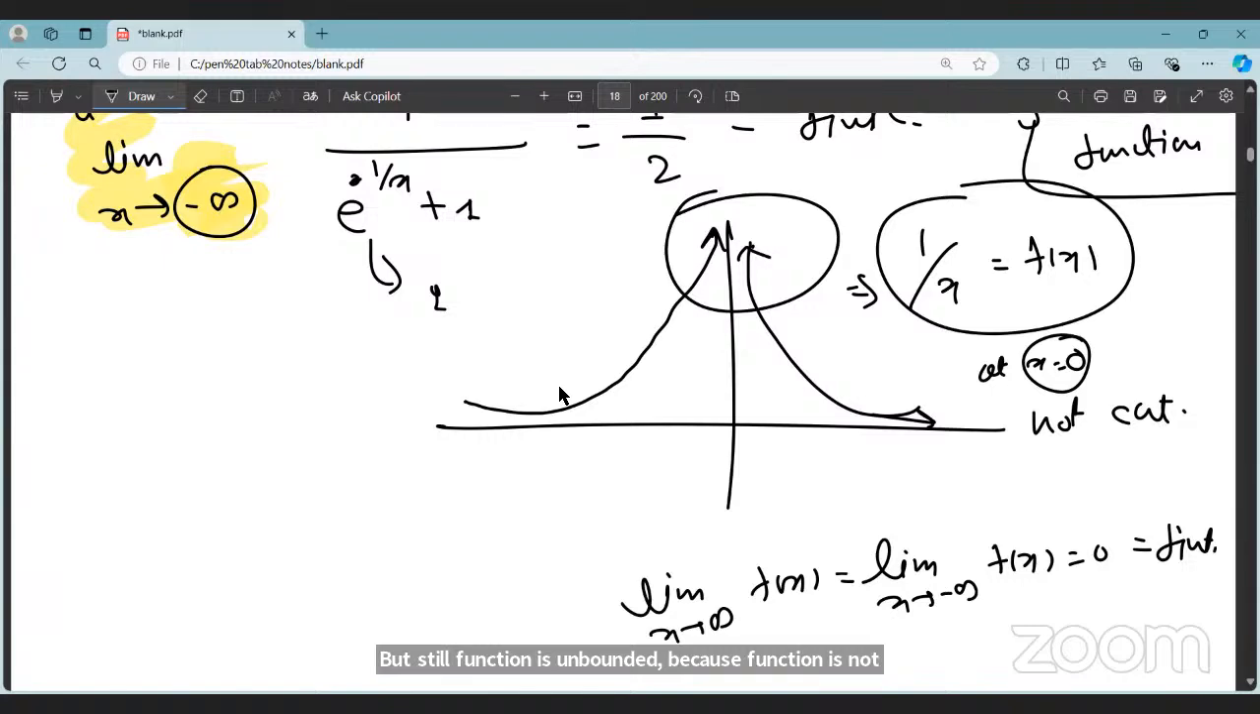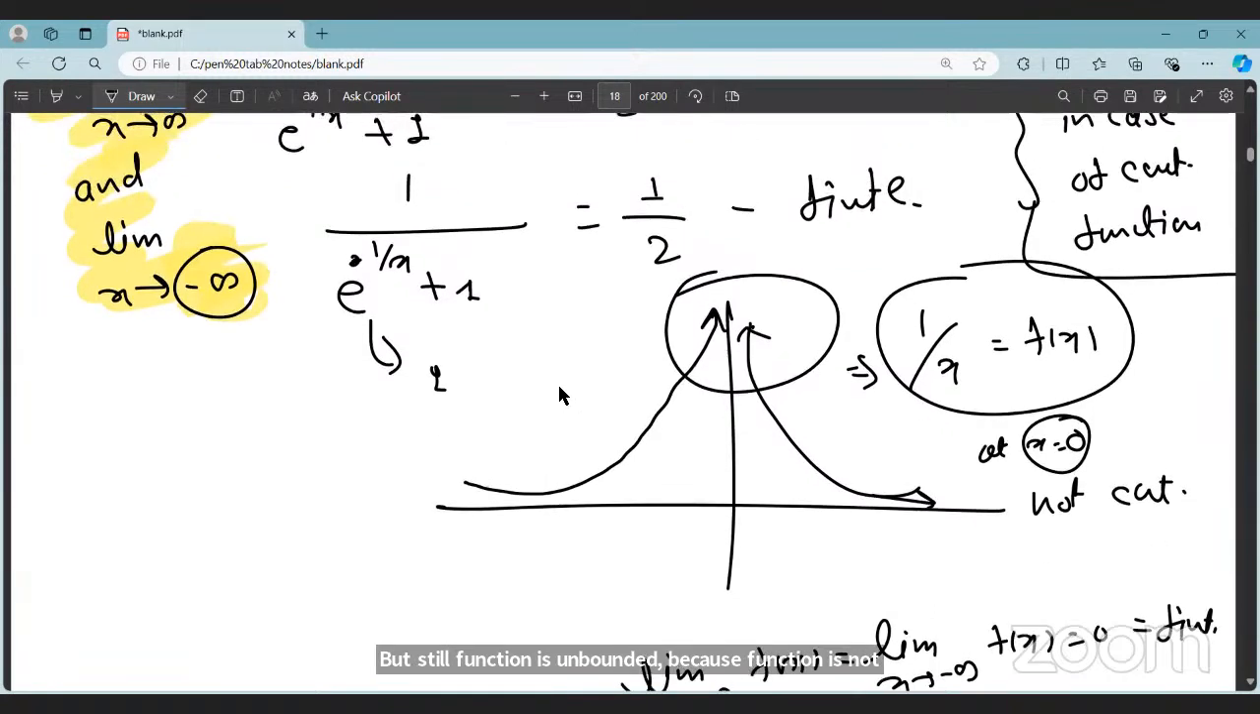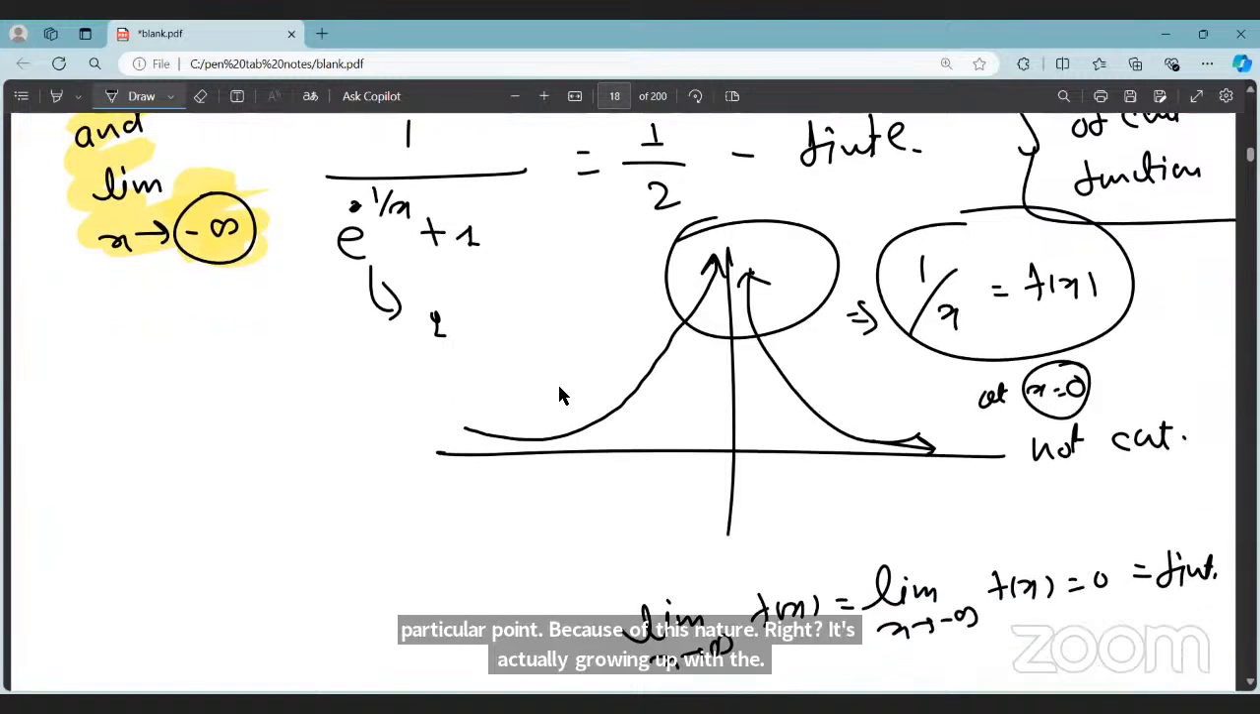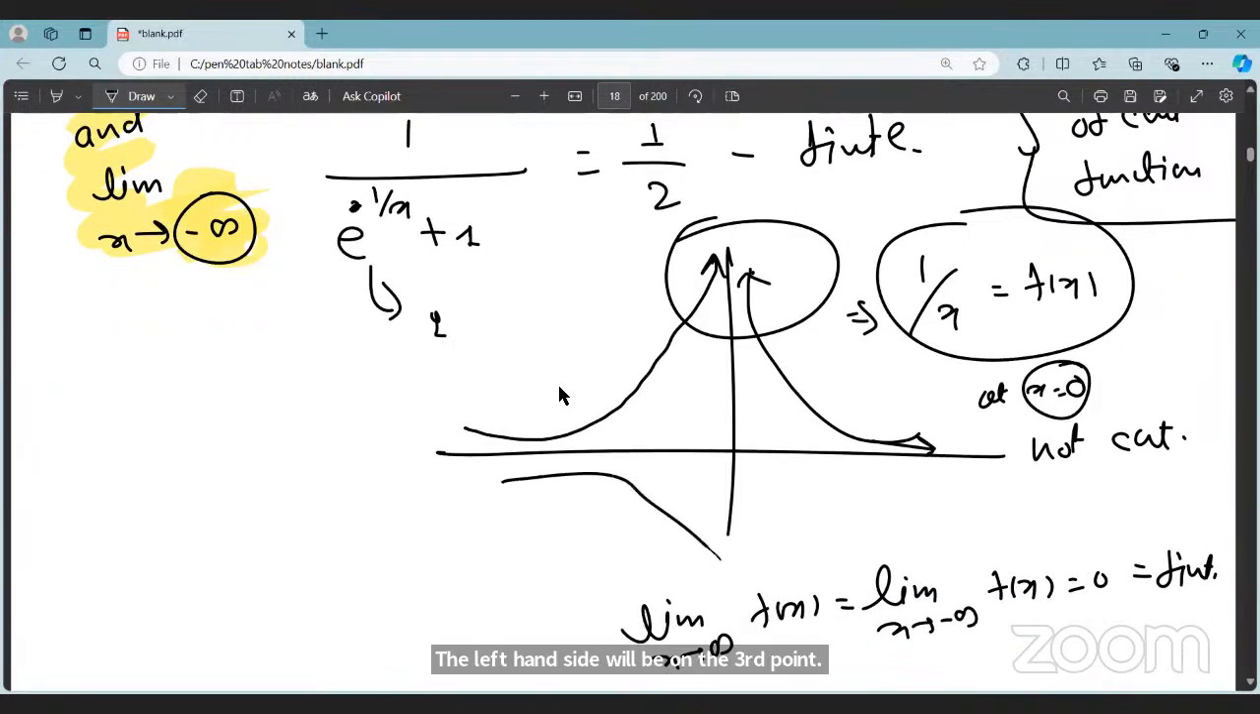It's actually growing up. The left hand side will be in the third quadrant. Okay, concept is clear. Negative, so towards negative values.